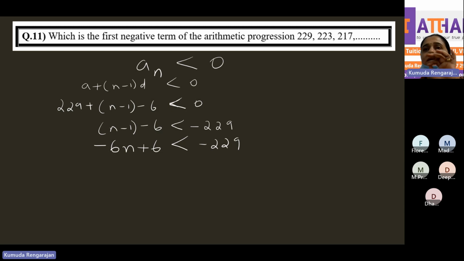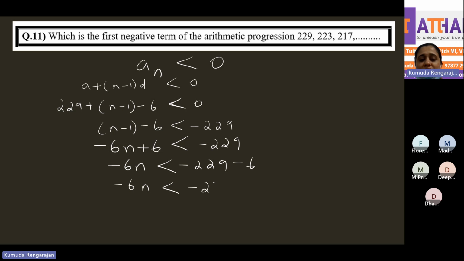You can transpose: addition becomes subtraction, subtraction becomes addition. That's fine. But when it's multiplication, division, try to avoid. So I multiplied inside. Minus 6 into n is minus 6n plus 6. Okay. Now what is it? Minus 6n is less than minus 229, plus 6 minus 6. The inequality will not change. Minus 6n is less than minus 235.